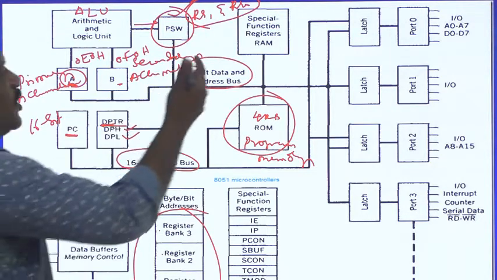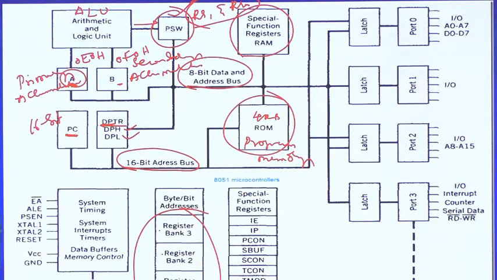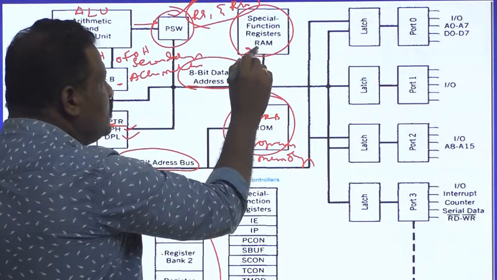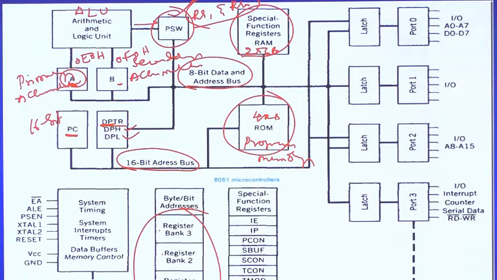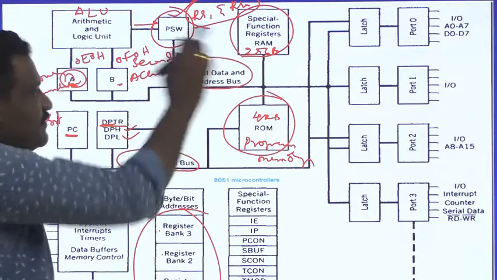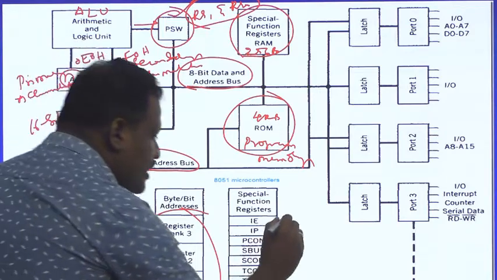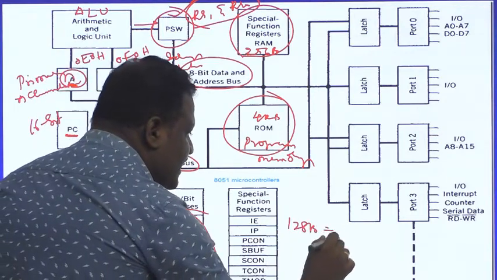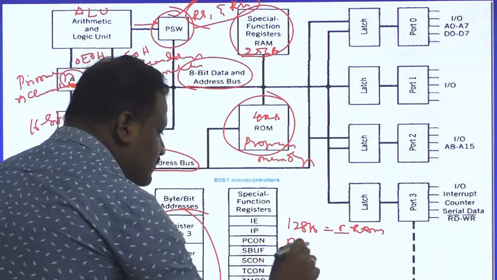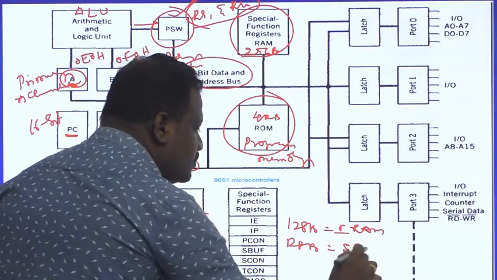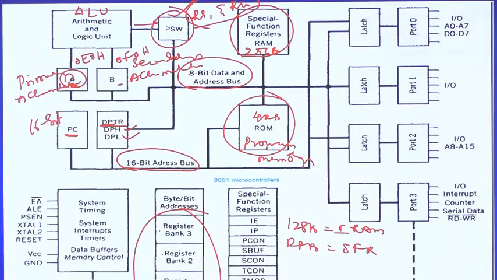And coming to one more block here, this is the special function registers and RAM. The total size of this block is 256 bytes. The total size of memory that is present in that block is 256 bytes. In that 256 bytes, 128 bytes are dedicated to internal RAM and another 128 bytes are dedicated to internal special function registers.